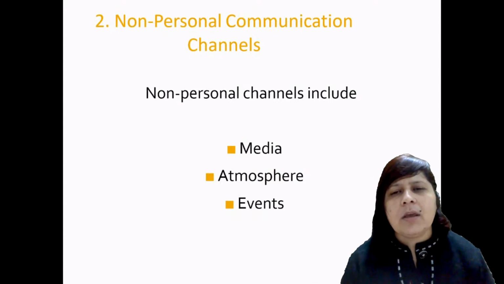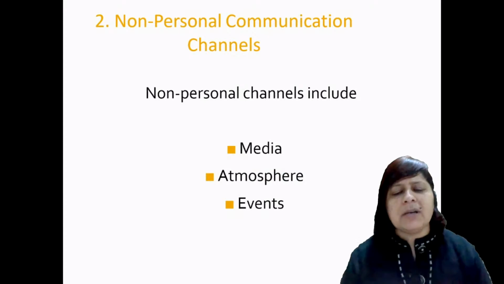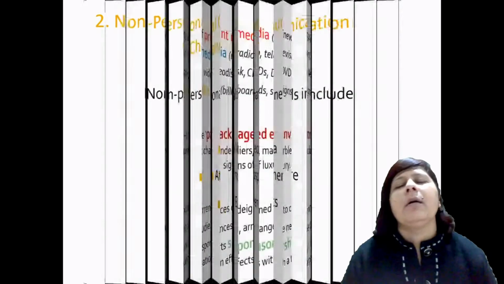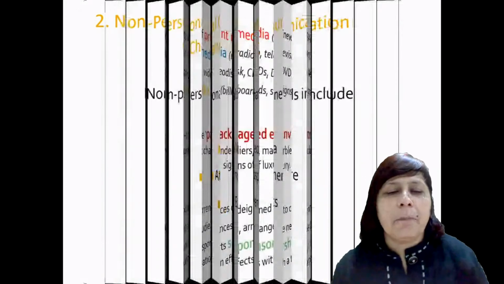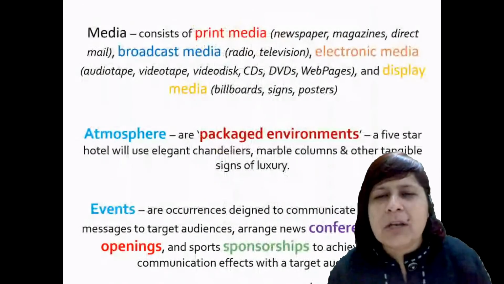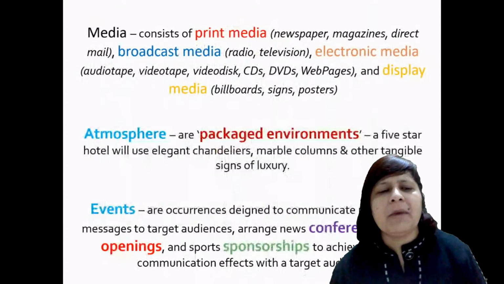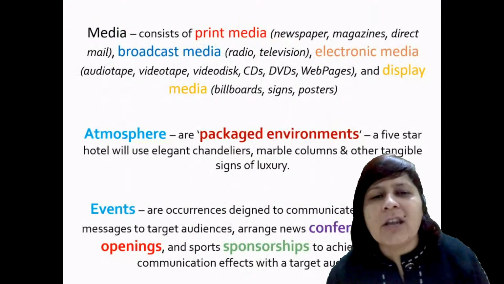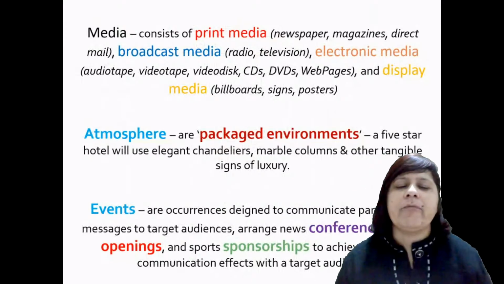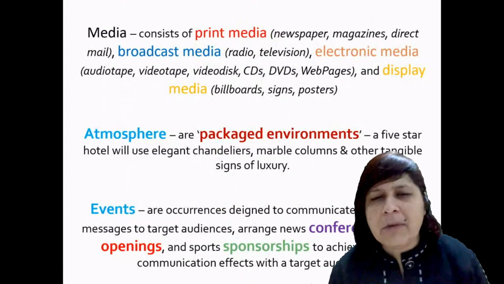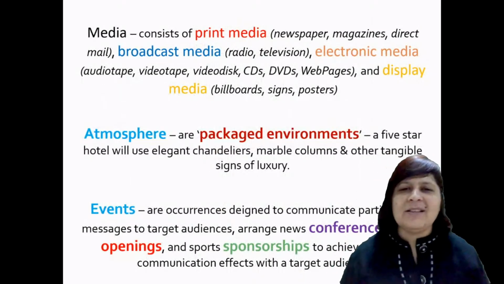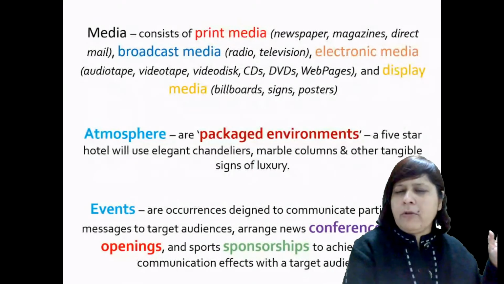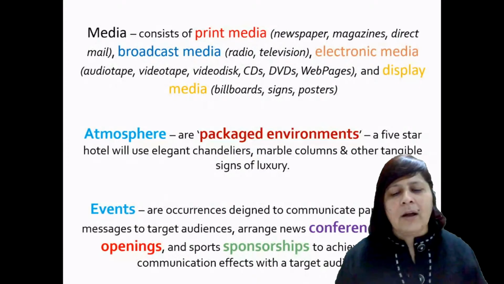Events, we carry out the events when we want to reach the masses, or atmosphere, right? Media consists of print media and broadcast media. Print media includes newspapers, magazines, direct mail. Broadcast media is radio and television. Electronic media is the audio tape, video tape, all these things. And display media like billboards, signs, posters, right? So all these are the media when we want to reach the masses.